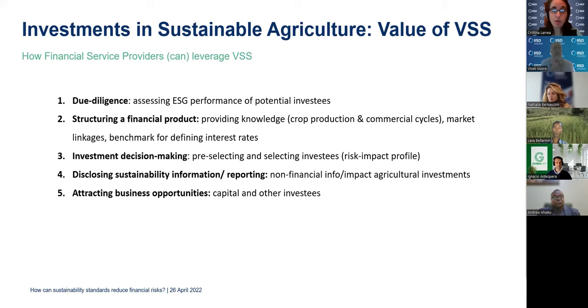Investors have also leveraged sustainability standards in investment decision-making, in supporting the preselection and selection of investees based on the risk and impact profile, especially for impact investors that are willing to advance social and environmental sustainability through their investment, as well as in disclosing and reporting non-financial information that is increasingly relevant for financial service providers, for instance, in Europe or here in Canada, as well as attracting business opportunities. Sometimes providing information about the clients that comply with sustainability standards can open investment opportunities for investors, attracting capital, as well as opening the pool of agribusiness that are willing to work with investors.